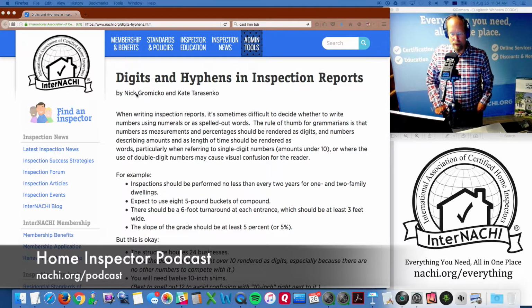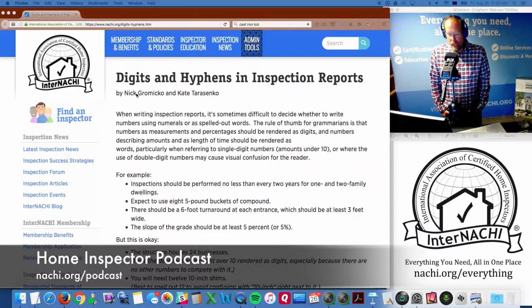So let's go over some more examples. Inspections should be performed in no less than every 2 years for a 1 and 2 family dwelling. So what you want to use are words, right? How many dwellings, how many families, sorry. So it's 1 and 2 family dwellings. It's under 10, so you use words, 1 and 2 family dwellings.